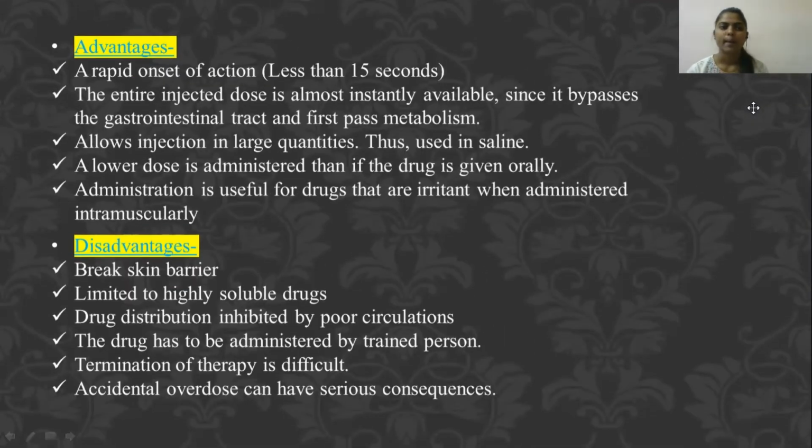So advantages are rapid onset of action, meaning it shows the reaction in less than 15 seconds. The entire injected dose is almost instantly available since it bypasses the gastrointestinal tract and first pass metabolism. It allows injection in large quantity, thus used in saline. A lower dose is administered than if the drug is given orally. The administration is useful for drugs that are irritant when administered intramuscularly.